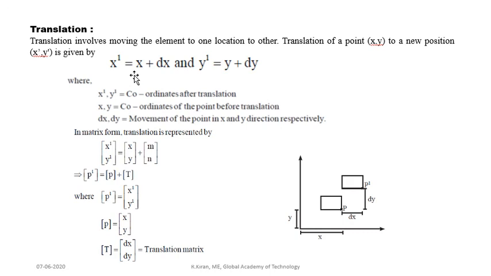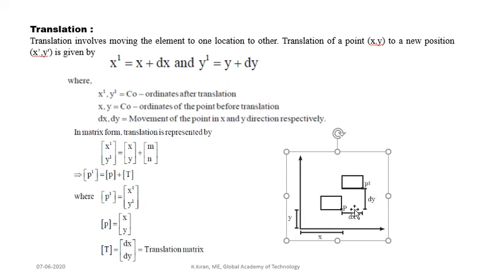The translation is given by x dash = x + dx and y dash = y + dy, where x dash and y dash are the coordinates obtained after the translation, x and y are the coordinates before the translation, and dx and dy are the movements of the point along the x and y directions.